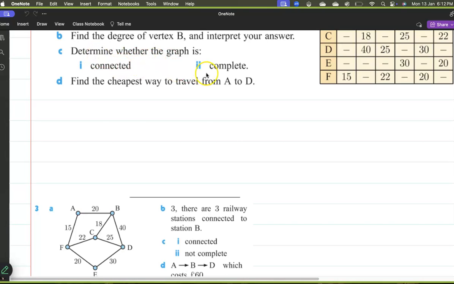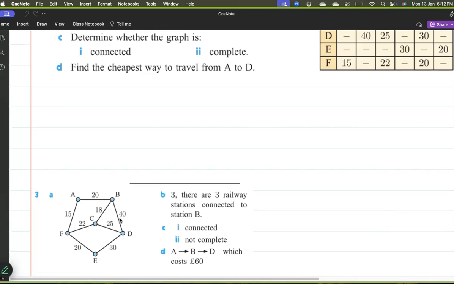Determine whether the graph is connected or complete. Is the graph connected? Yes. What is the meaning of connected? You can go from one vertex to any other vertex, indirectly. But it's not complete because A is not joined to C directly. Yes, it's not complete.